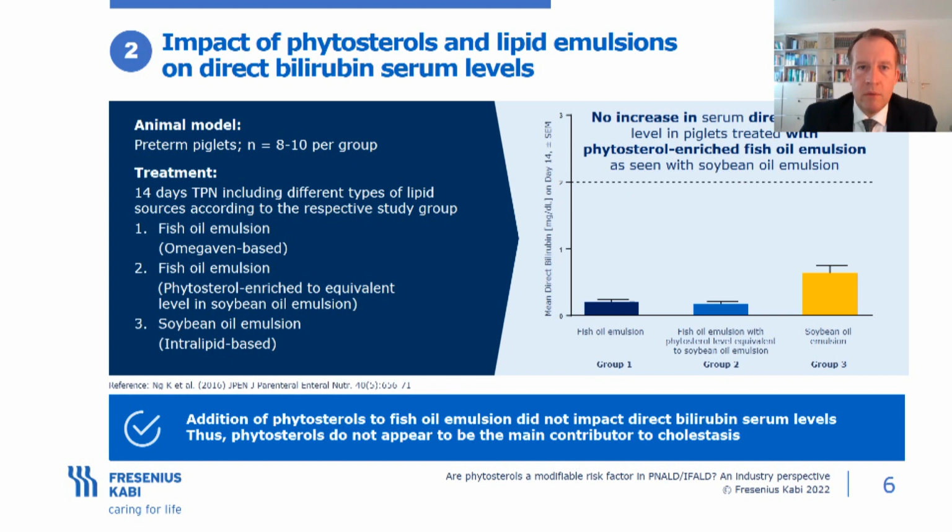While group 1 received a fish oil containing lipid emulsion, group 2 was treated with a phytosterol enriched fish oil emulsion that contained equivalent levels of phytosterols administered in group 3 by a soybean oil emulsion. As shown in the figure on the right-hand side, there was no increase in direct bilirubin serum levels in piglets treated with phytosterol enriched fish oil emulsion as seen with soybean oil emulsion. Thus, phytosterols do not appear to be the main contributor to cholestasis.